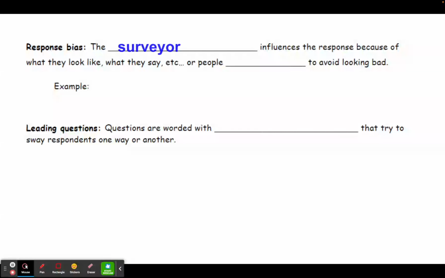Response bias occurs when the surveyor influences the responses of the people because of what they look like, what they say, etc., or people lie to avoid looking bad. And this happens a lot of times in face-to-face surveys, right? Especially if maybe you are easily influenced by the gender or the race or something about the person, especially if it's related to the topic of the survey.